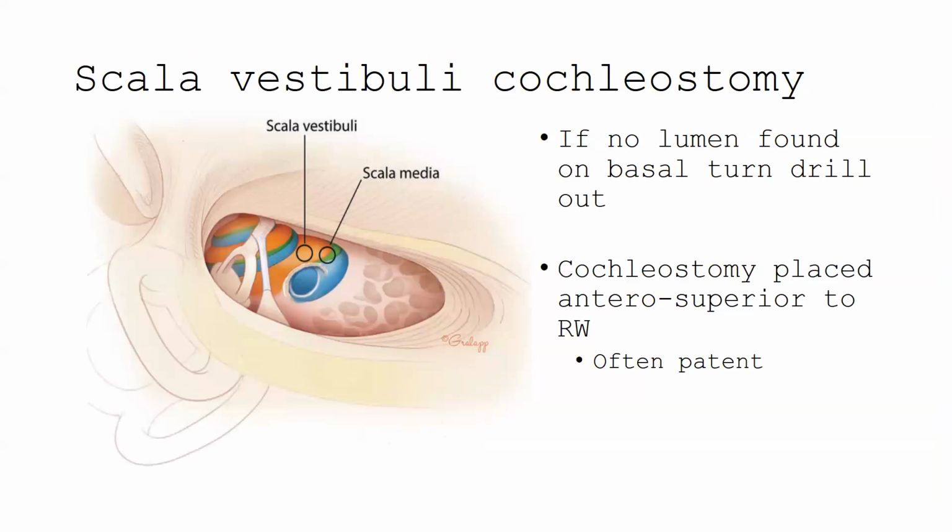If the basal turn of the scala tympani is completely ossified, then another option we have is a scala vestibuli cochleostomy. So if this is our round window, for our scala tympani, we said we drill anteroinferior. For scala vestibuli, we drill anterosuperior, about 1 millimeter anterosuperior to the round window. We don't drill immediately anterior, we don't drill immediately superior, because the scala media is hooking around our round window.